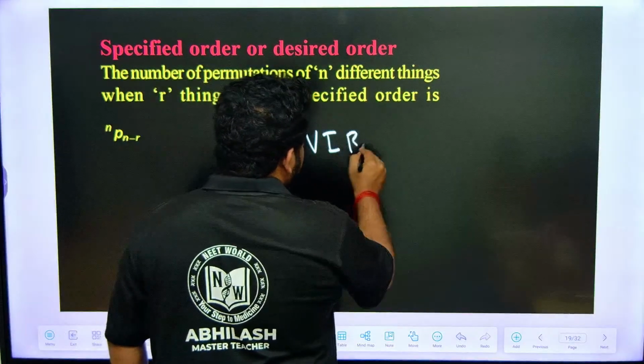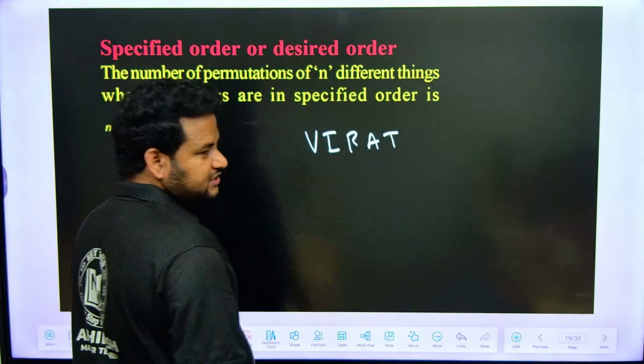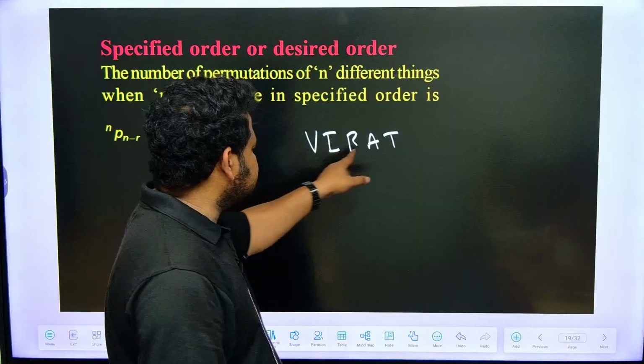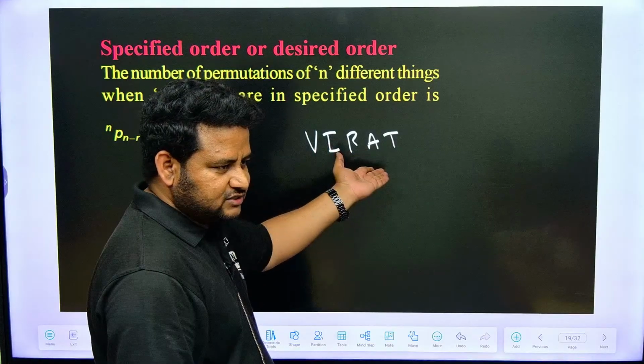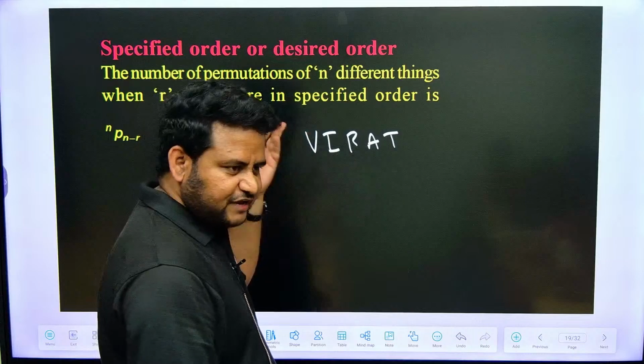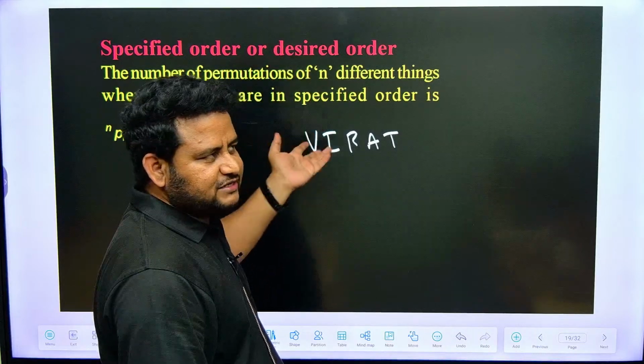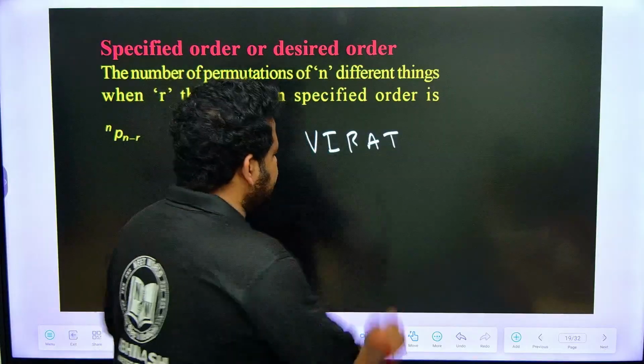Virat. You have to arrange the letters of the word in such a way that the arrangement of the vowels does not change. First you will arrange the 5 letters. In how many ways? 5 factorial ways, correct? First question only I told you. How many ways can you arrange the letters of the word Virat? It is 5 factorial ways.